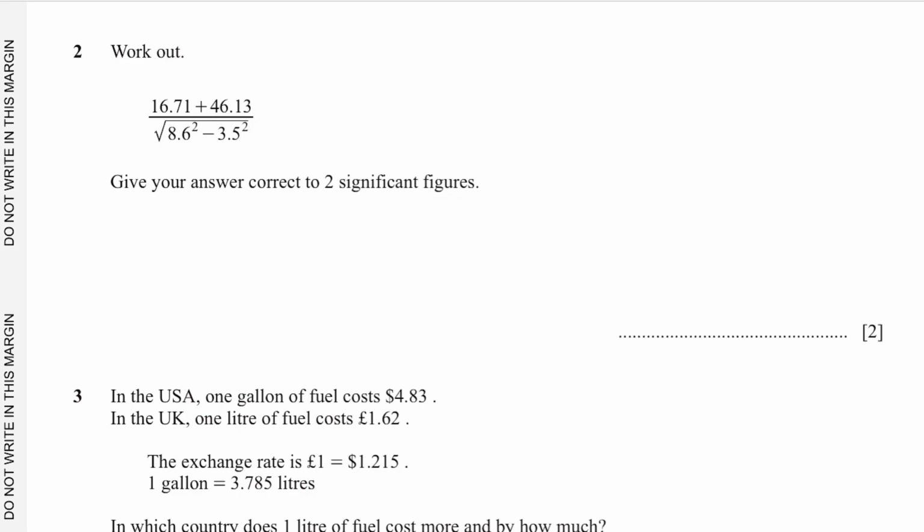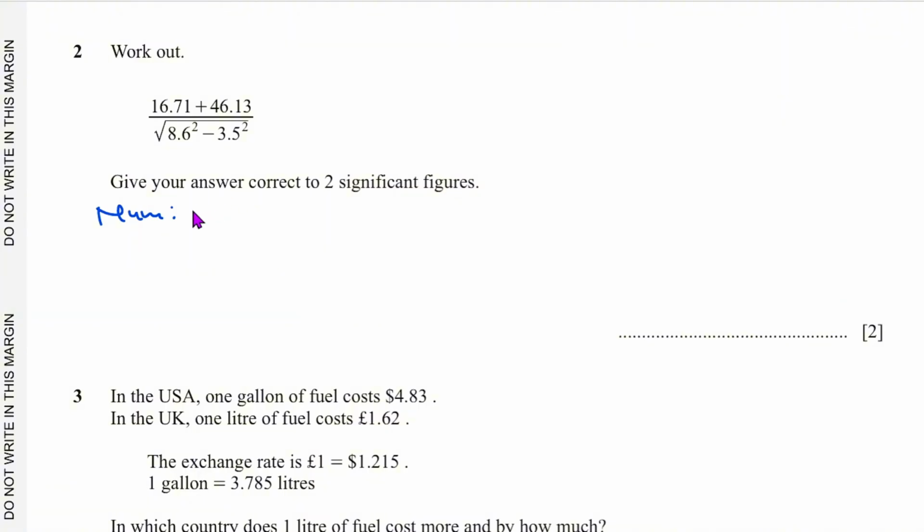This is IGCSE paper 4, the one for May, June 2025. So work out 16.71 plus 46.13 all over the root of 8.6 squared minus 3.5 squared. So we're going to do this in bits. The first one is to look at the numerator.